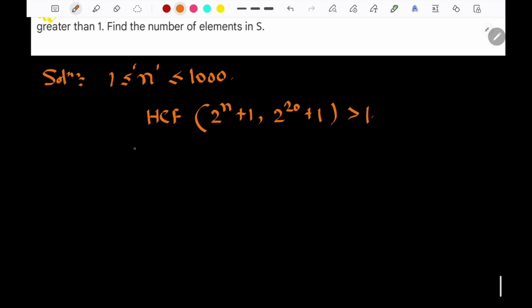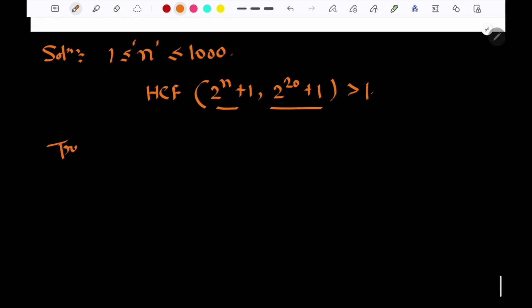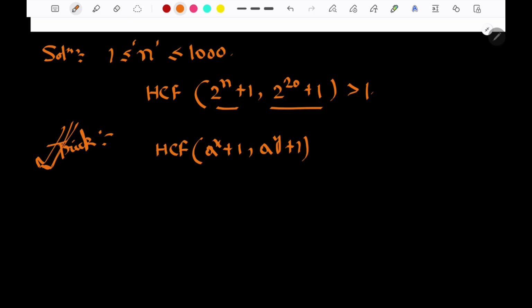Now actually we know what is HCF. HCF is the biggest number that divides these two numbers without leaving a remainder. Correct. Now think this way. What is the trick here? Amazing trick. If this question is asked, this will be an amazing one. Now see, remember this: HCF of a to the power x plus 1 comma a to the power y plus 1 is always equal to a to the power k plus 1.